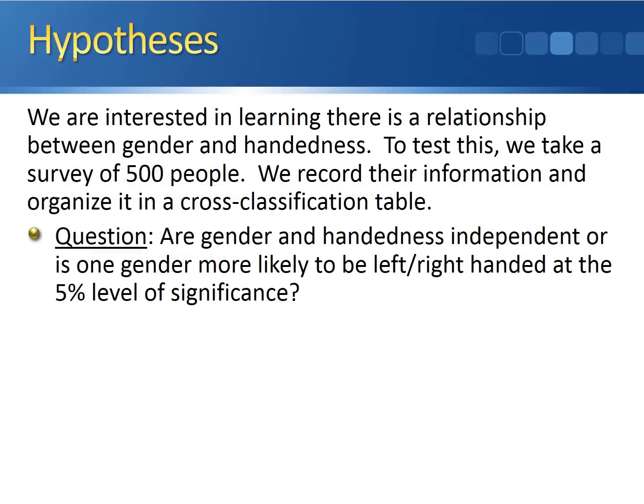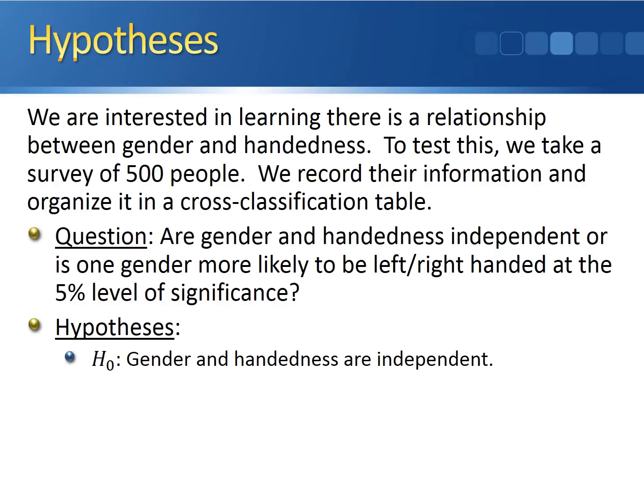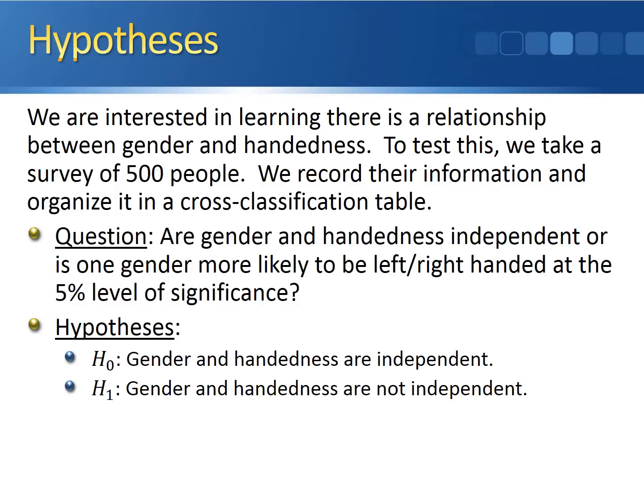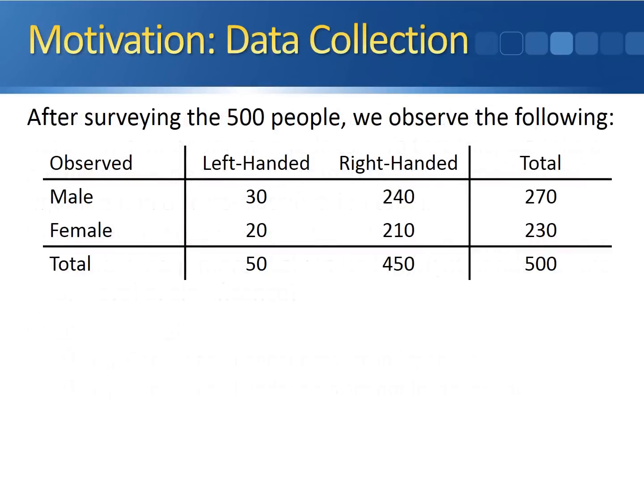For this particular scenario, where we're looking to see if gender and handedness are independent, here would be the null and alternative hypotheses. The null is that gender and handedness are independent, while the alternative hypothesis says that gender and handedness are not independent. Let's say that after we survey our 500 people, we observe the following results. There are 30 people who are male and left-handed, 240 people who are male and right-handed, 20 people who are female and left-handed, and 210 people who are female and right-handed.